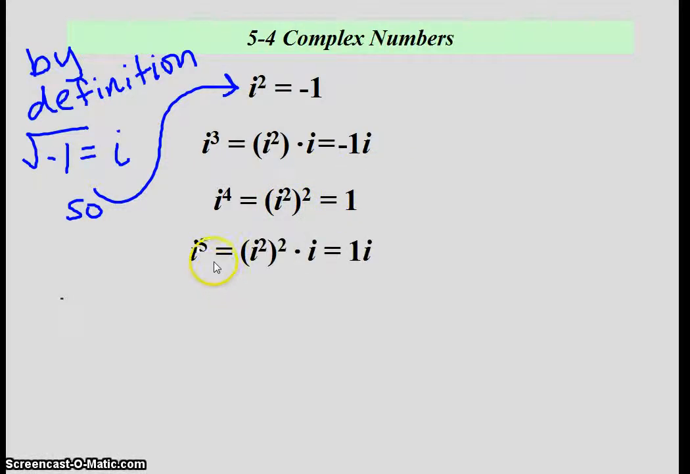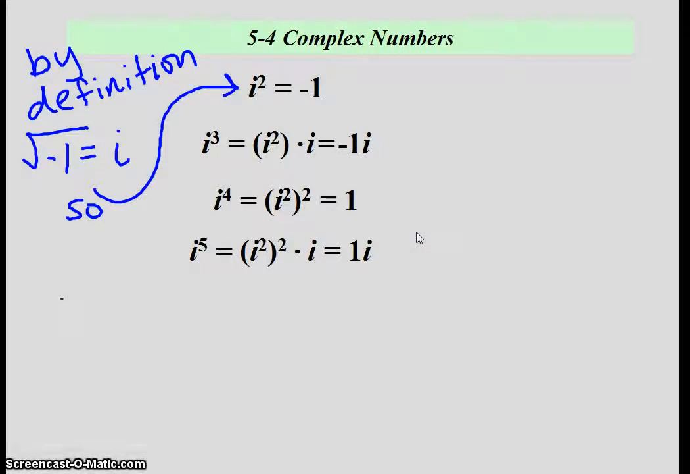Let's do i to the fifth. I could just reference what I had done a moment ago for i to the fourth. I have 5 i's, so I have just one more i than when I did i to the fourth. So I have these 2 pairs of i squared, which I had already decided was 1, plus this extra i, so I have 1i as my answer.